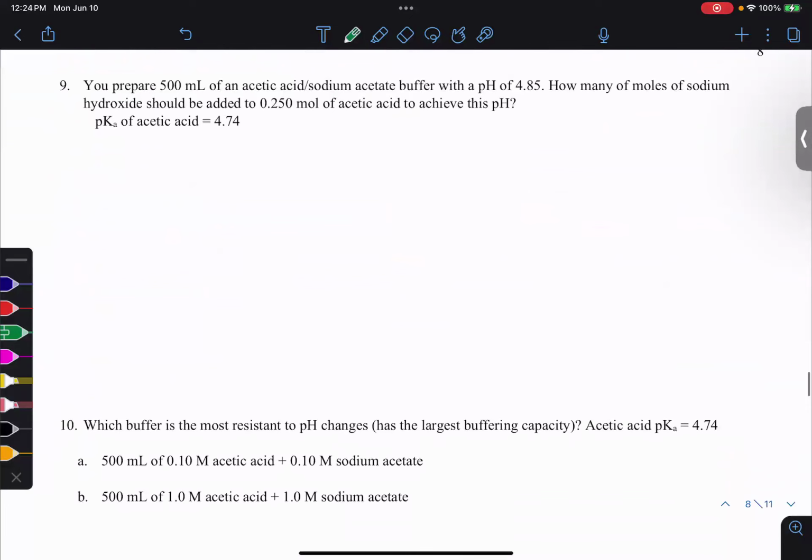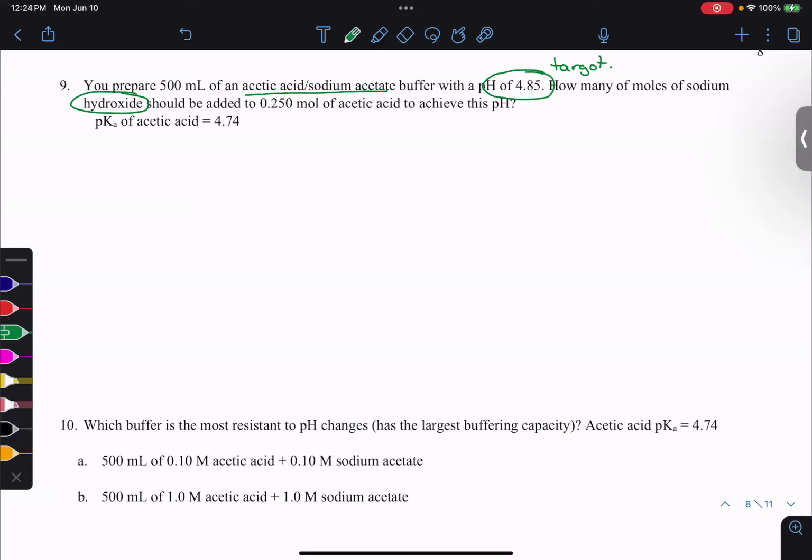But remember, you don't have to do it that way. In this one, you want to prepare the same buffer. You want to prepare that acetic acid sodium acetate buffer with that target pH, 4.85 again. So that's my target. But this time I'm asking how many moles of not sodium acetate, but look, sodium hydroxide should I add, right?